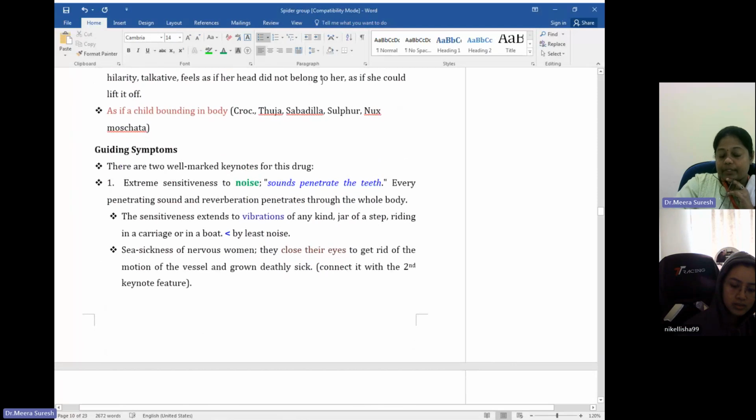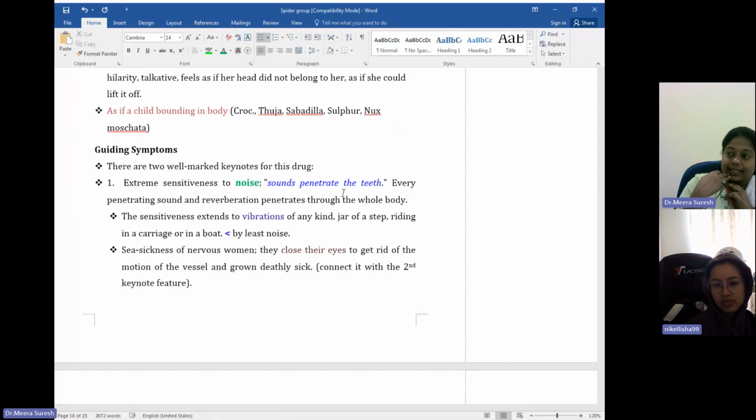Then for the guiding symptoms, in case of Theridion, they have got two keynote symptoms, and this we can see throughout the drugs also. So the first symptom will be the extreme sensitiveness to noise, the hypersensitiveness. I told you, they feel like the sound penetrates through their teeth, moving through their teeth because of their highly sensitive nature.